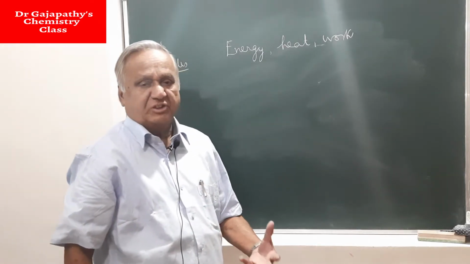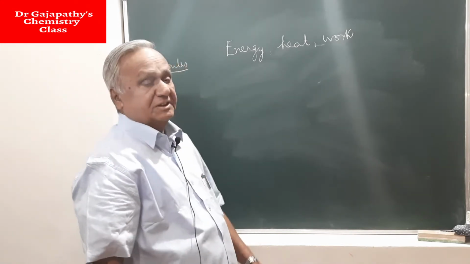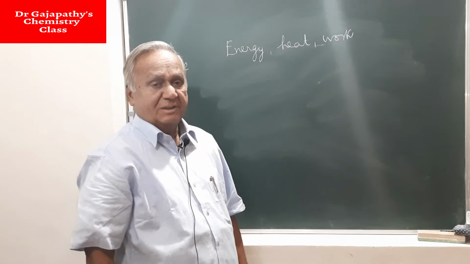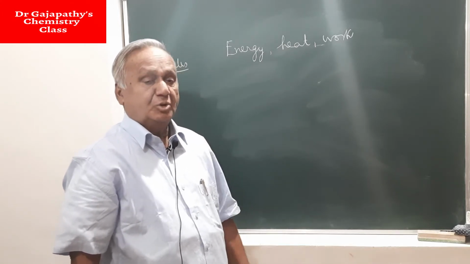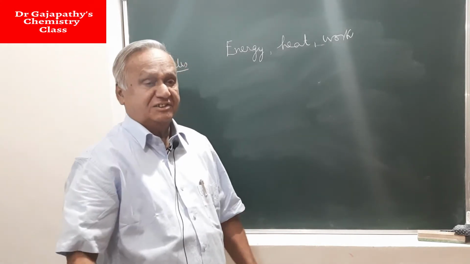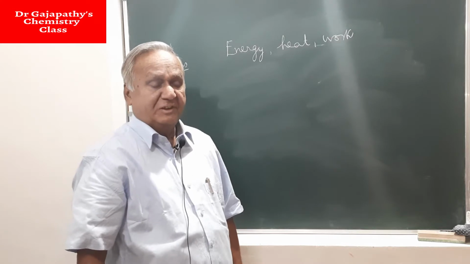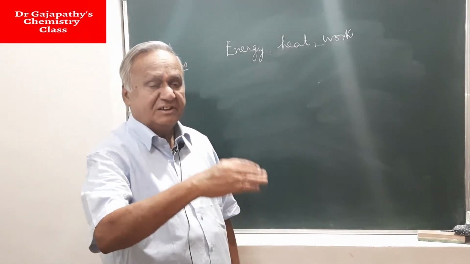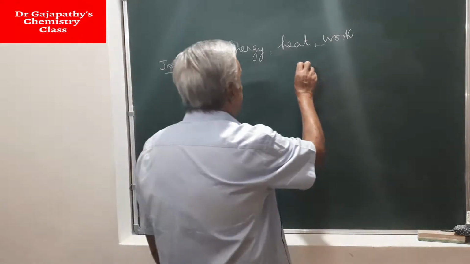Energy is a property of the system which can be converted into work or it can be obtained from work. Heat is a form of energy which is in transit. You don't say a body contains heat. We will only say a body contains energy. When the energy is transferred from one body to another body, that energy in transit is called heat, and the unit is joule.